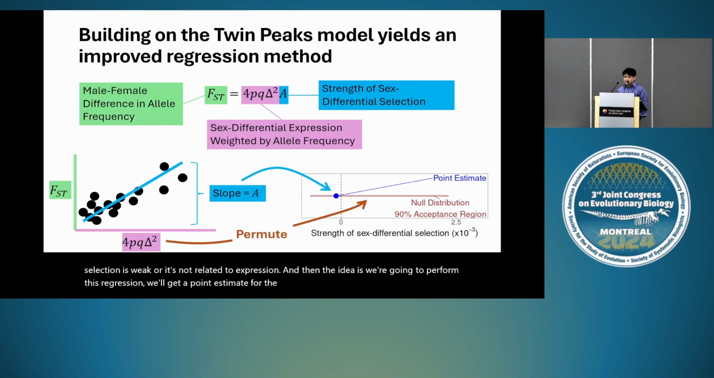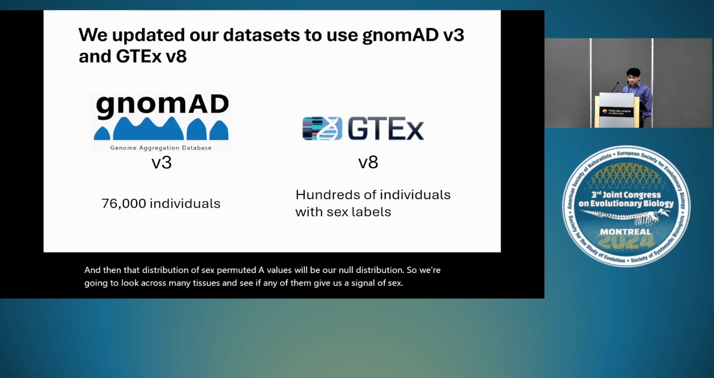And then the idea is we're going to perform this regression, we'll get a point estimate for the slope, and then we'll again permute the sex labels, and we'll get a new delta value, and then we'll redo the regression and get new A values, and then that distribution of sex-permuted A values will be our null distribution. So we're going to look across many tissues and see if any of them give us a signal of sex differential selection. So for this analysis, we not only updated the method, but we also updated the data sets.